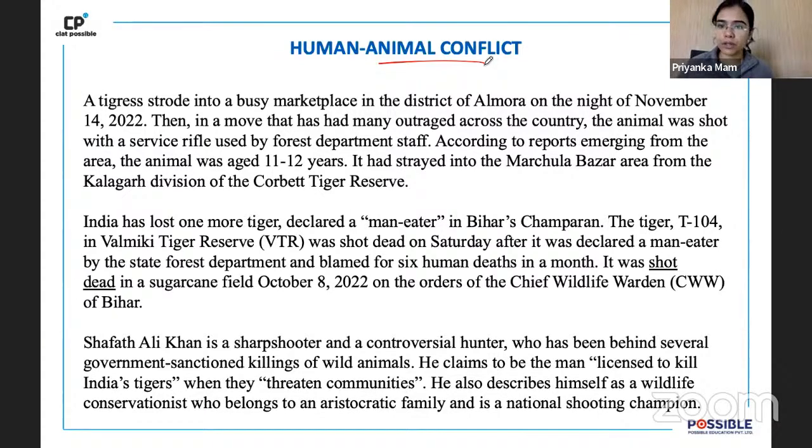So we are talking about tiger and human conflict. A tigress strode into a busy marketplace in the district of Almora. This happened in November. People got scared, and people from the forest department shot the tigress. Some people said you don't have to shoot a tigress, you can use a tranquilizer and you could have saved the tigress. The first step is never to kill the tigress. That is what they said.